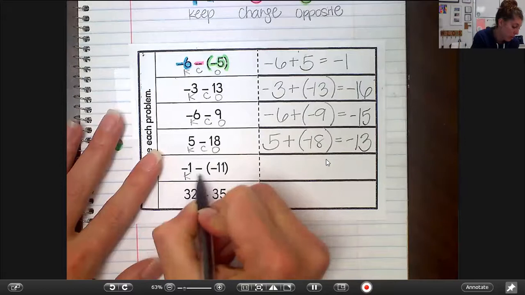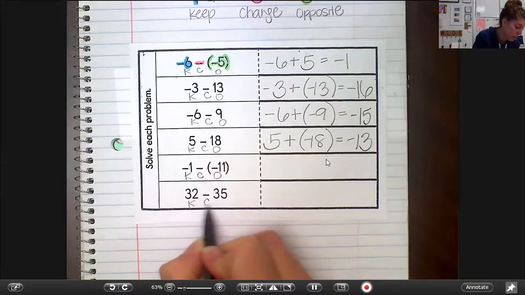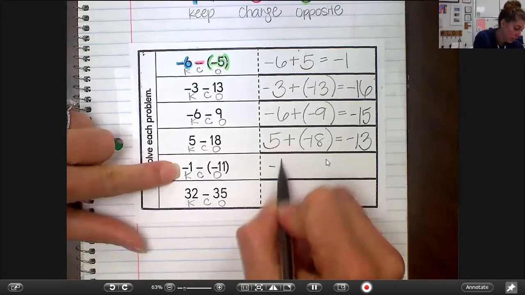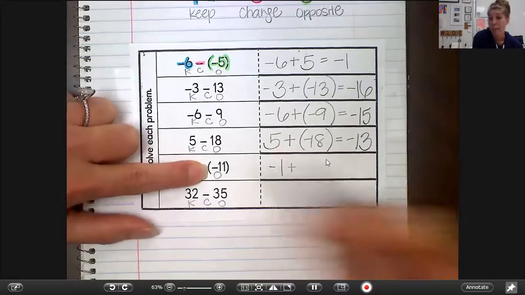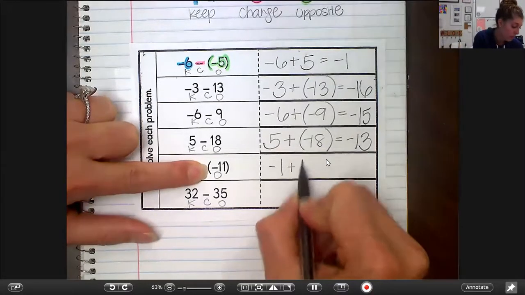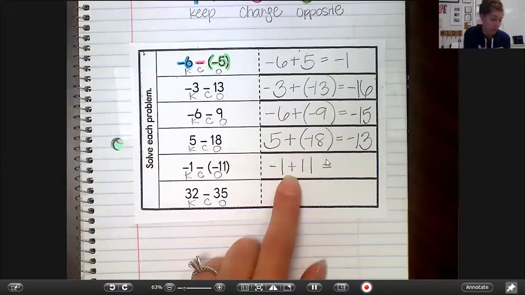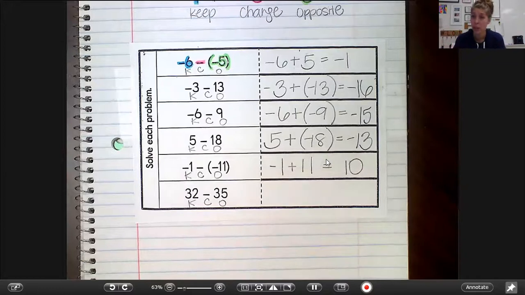Keep, change, opposite. In fact, I'm going to go ahead and write that for the next one also. Keep, change, opposite. Okay. So the -1 stays. My subtraction sign changes to plus, and my opposite of -11 is +11. The signs are different, so I'm going to subtract them, and there are more positives, so I keep it positive.